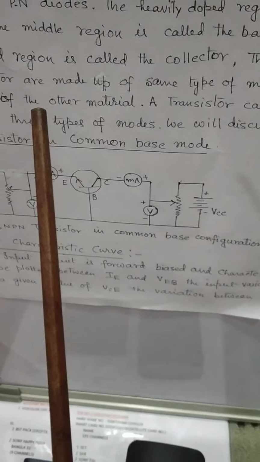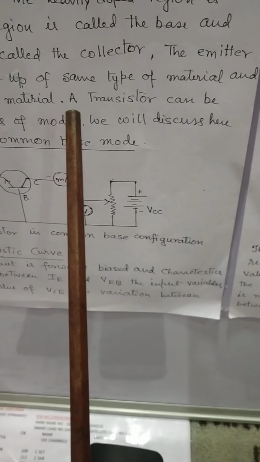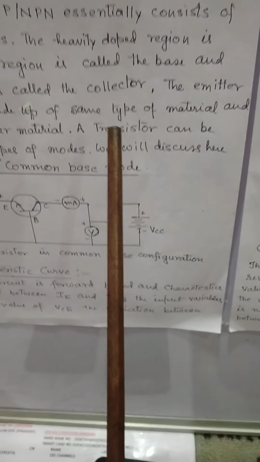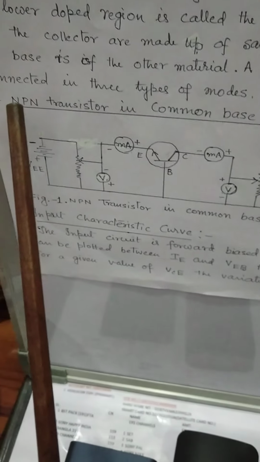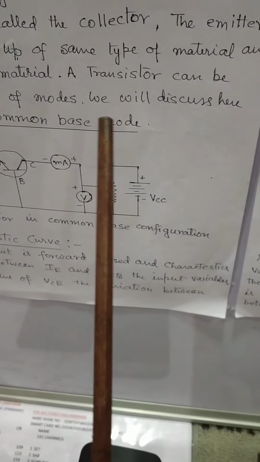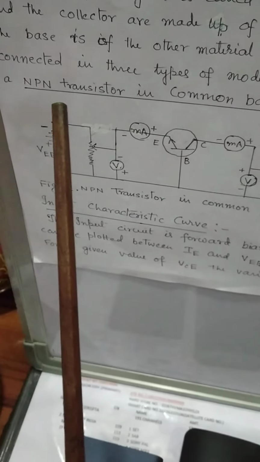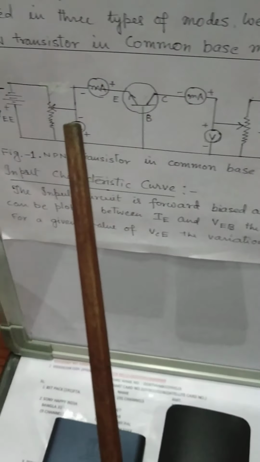Now the emitter and collector are made up of the same type of material. A transistor can be connected in three types of modes. Now we will discuss here the NPN transistor in common base mode.